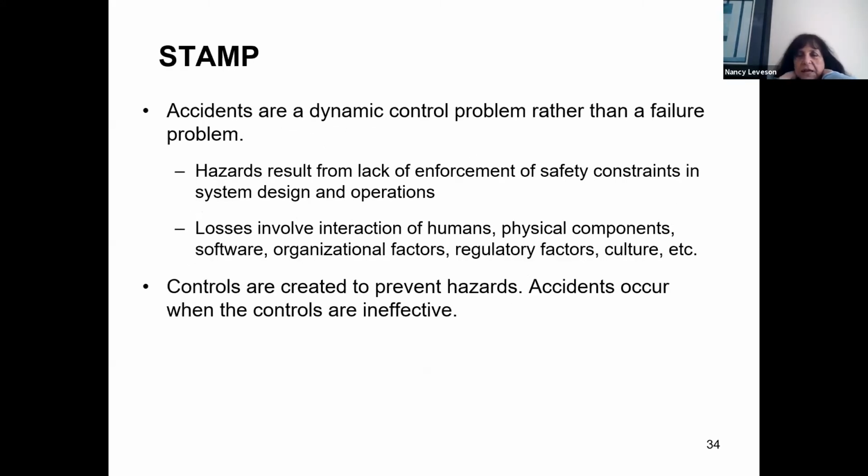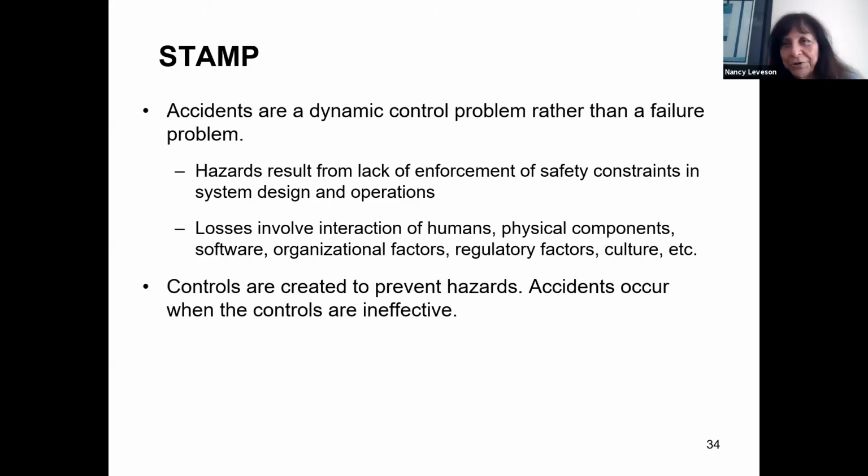Okay, so STAMP, just as a review: accidents are a dynamic control problem rather than a failure problem. Hazards result from lack of enforcement of safety constraints in system design and operations. Losses involve the interactions of humans, physical components, software, organizational factors, regulatory factors, culture, and so on. Controls are created to prevent hazards. Accidents occur when the controls are ineffective.